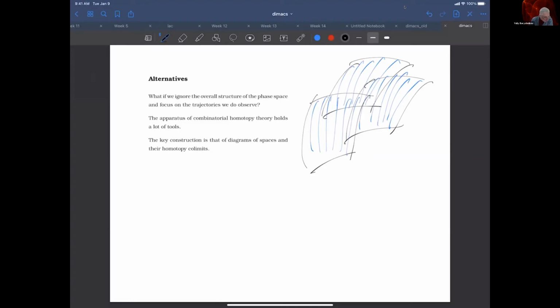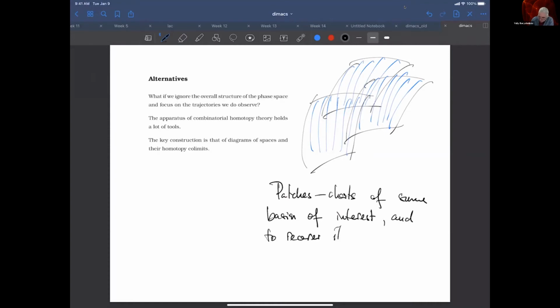And try to look at the topology of the patches or charts of some part, maybe some basin of attraction or basin of interest, and try to recover its topology and dynamics.